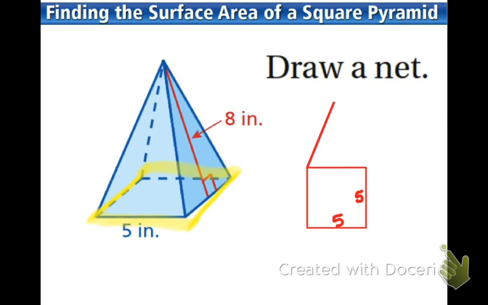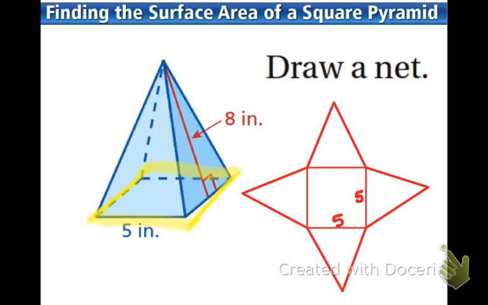Every time we're working with a pyramid, we will be working with a base that is connected up to a point using triangles. So here we have our net, and I'm going to put in the slant height right here on this one, but because this is a square, all of the triangles will be identical. So really all I have to do is the math for one of them.